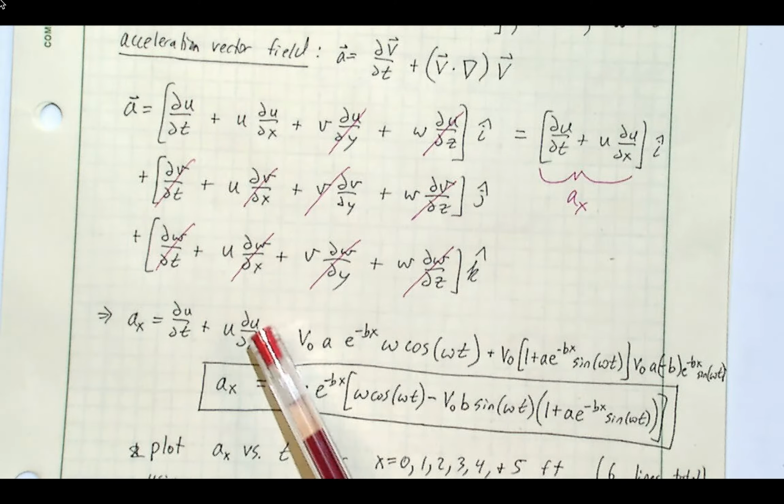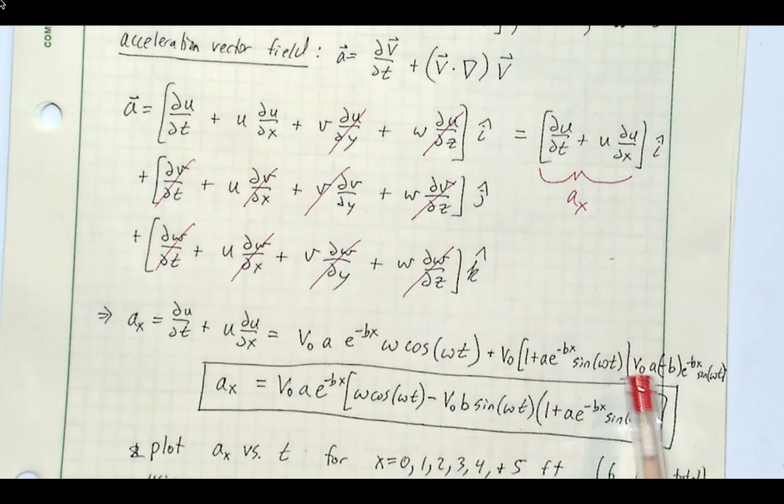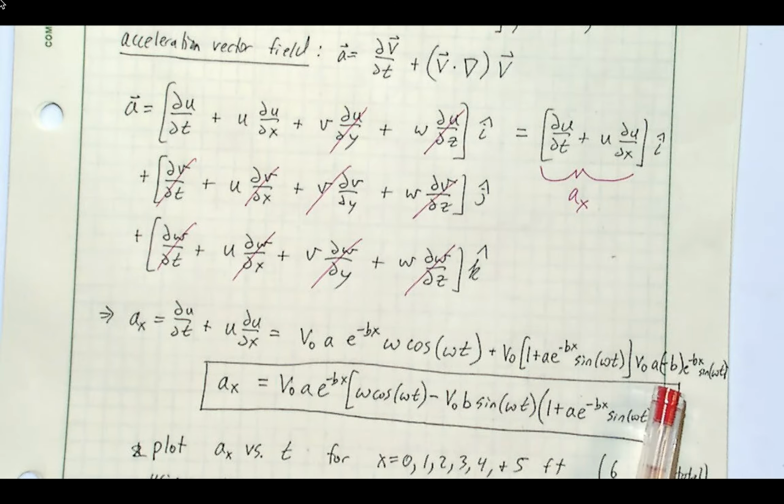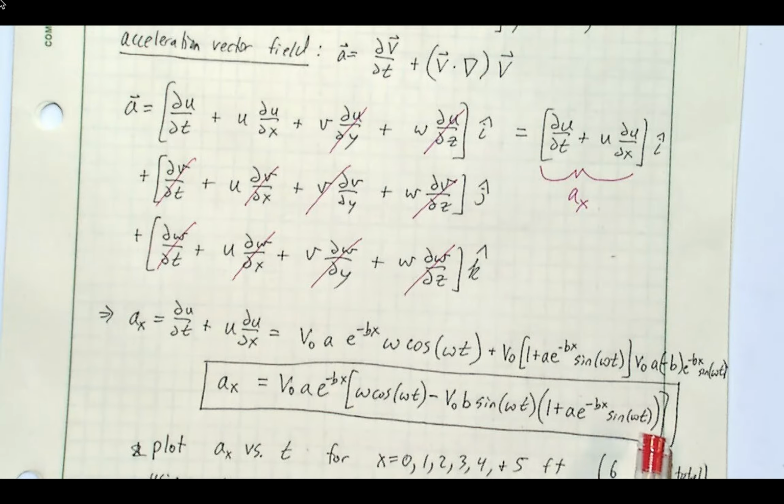And then du/dx is just going to be this part over here, where the e to the minus bx just has a minus b out front, from the chain rule, and that's it. Going through this and simplifying things, we notice that both of these terms have v naught, a, and an e to the minus bx in them, so we pull that out, and then pretty much everything else is just as it pulled down, right? So we can't really simplify it much more than this.